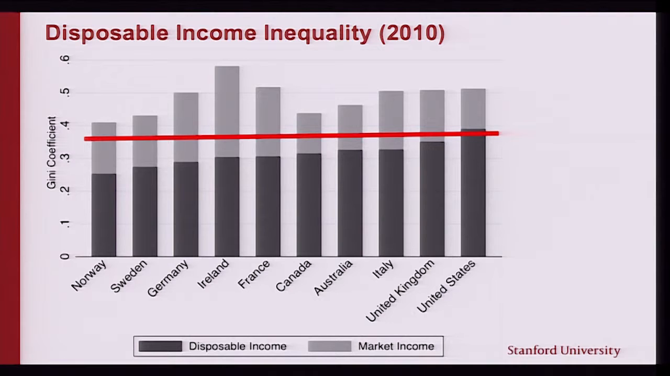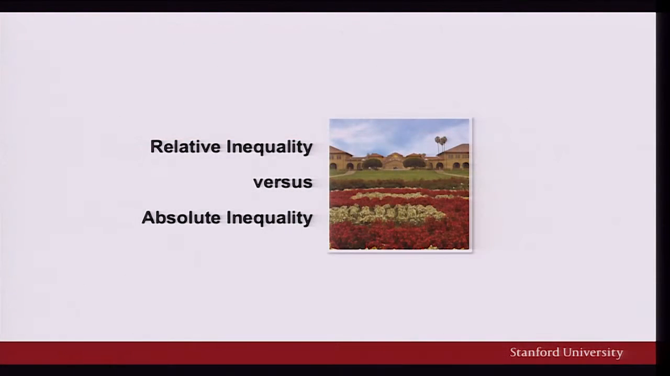Now, one potential criticism: the Gini coefficient is a relative measure of inequality. It doesn't take into account that we have the second highest GDP per capita, behind Norway. So we are just a richer country. So maybe we have higher inequality just because we're richer.